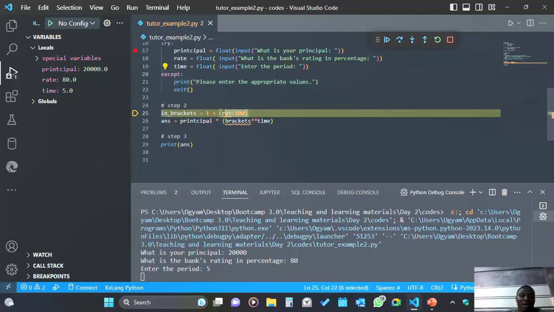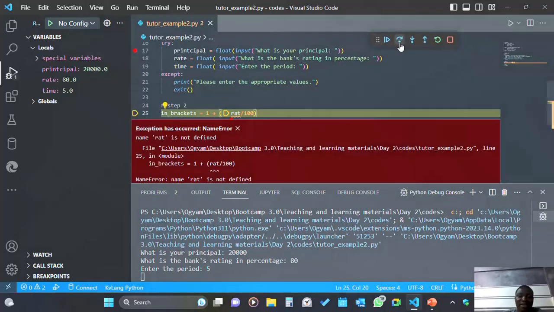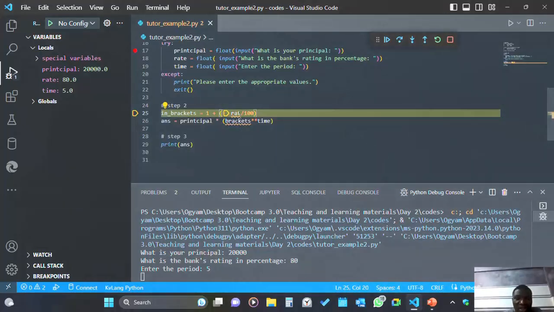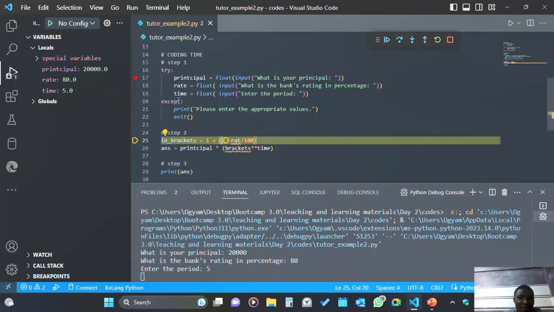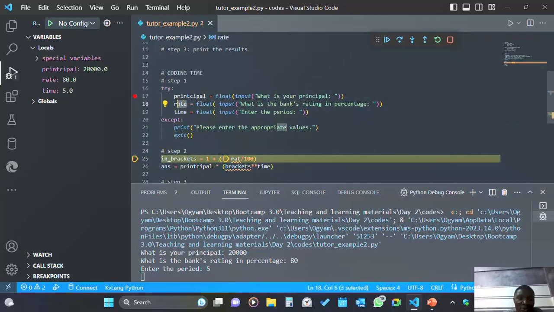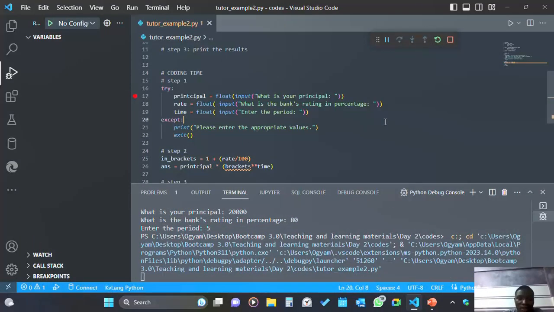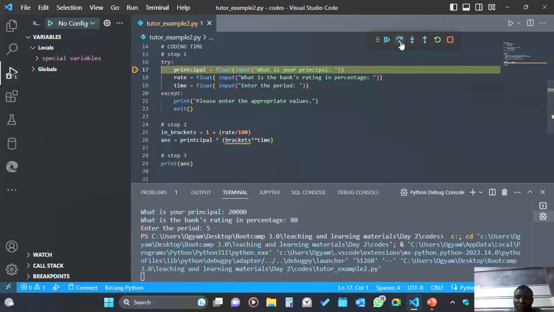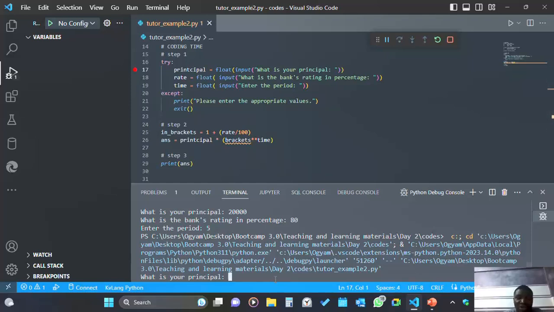Now we are trying to calculate this. When I run it, it gives an error. It says that the name rat is not defined. So the not defined means that the variable name rat does not exist before this point. So is there anything called rat here before the point? Oh, we're trying to spell rate and we spelled rat. So let me change it to rate. Okay, then let me start all over again. So we run it. Sometimes you can have multiple errors and you have to do it step by step as a beginner.